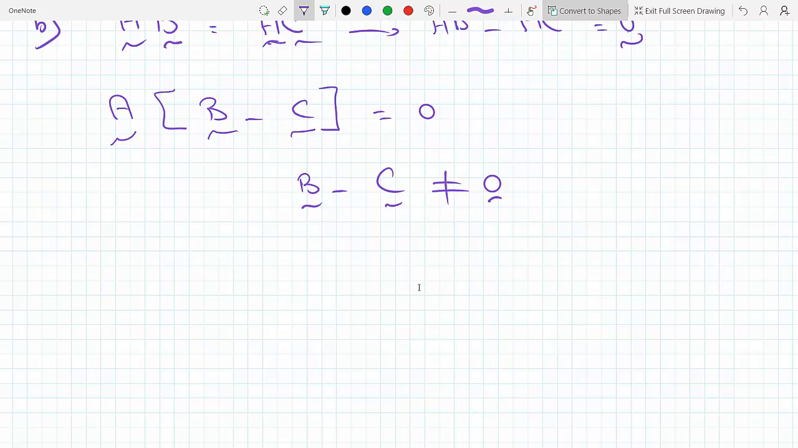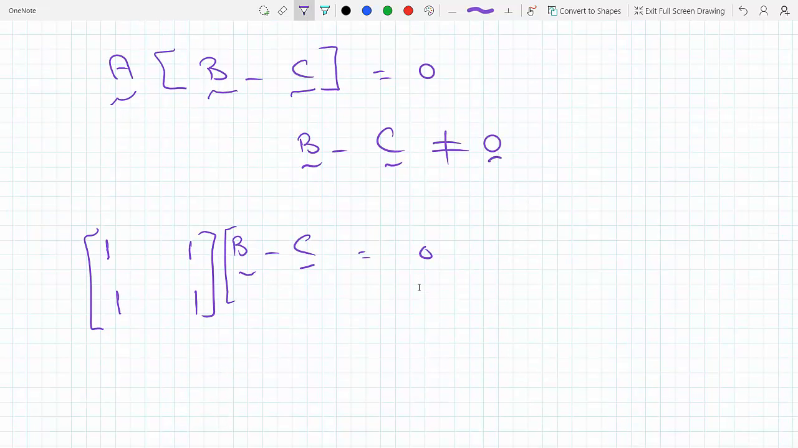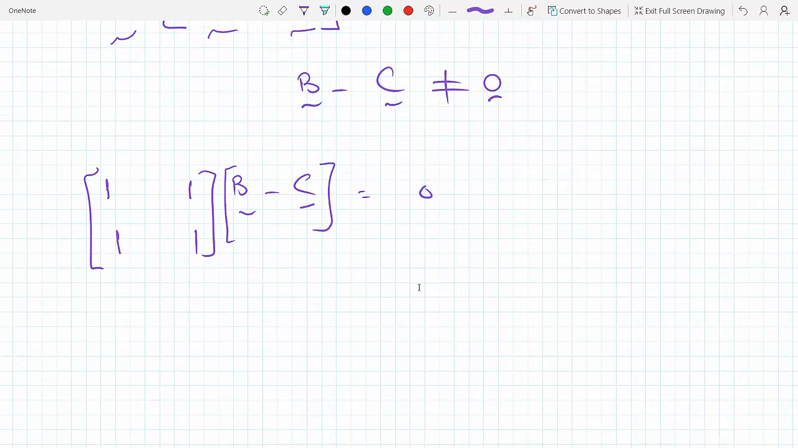So that cannot equal 0. Okay, so now we need A. So let's just say that B minus C has to equal... it can't equal 0, but keep in mind that I'm supposed to multiply A by that and get 0. So I have here 1 1 1 1 times B minus C, and this is supposed to get me 0. Okay, so let's see what we can make out for B and C.